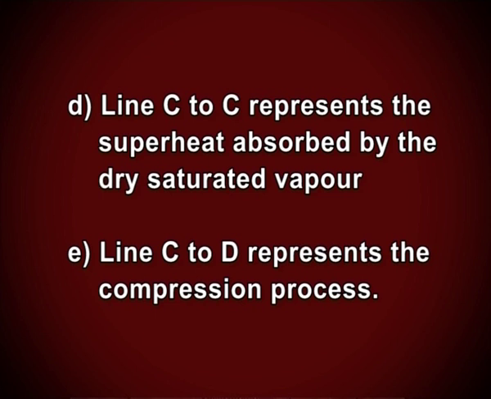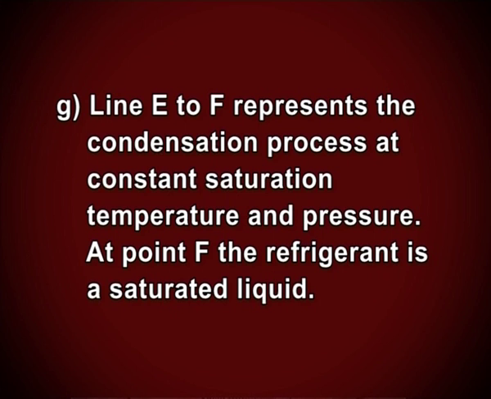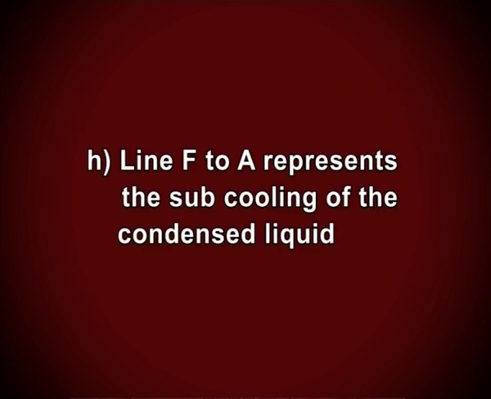E. Line C' to D represents the compression process. F. Line D to E represents the superheat given up by the vapor in the condenser. At point E, the refrigerant is a dry saturated vapor. G. Line E to F represents the condensation process at constant saturation temperature and pressure. At point F, the refrigerant is a saturated liquid. H. Line F to A represents the subcooling of the condensed liquid.